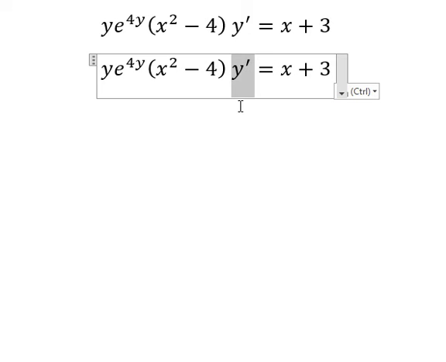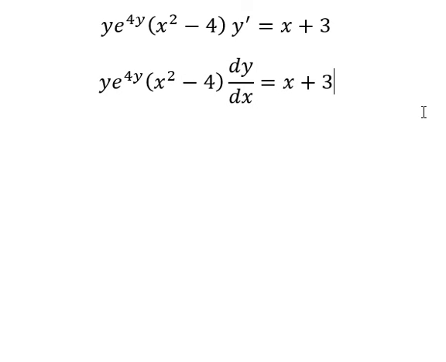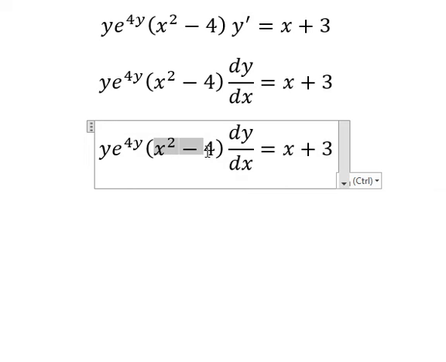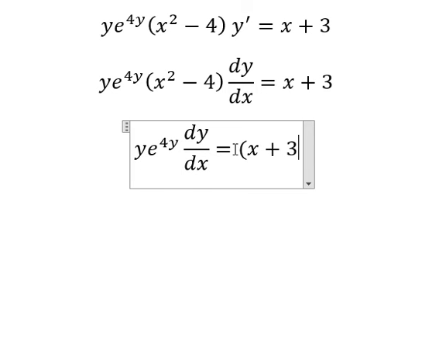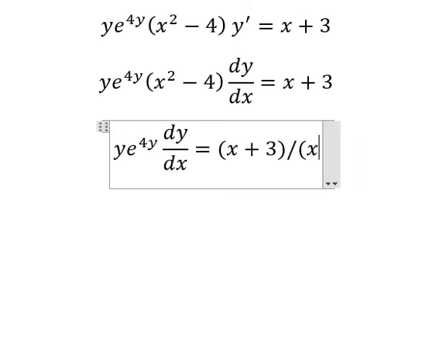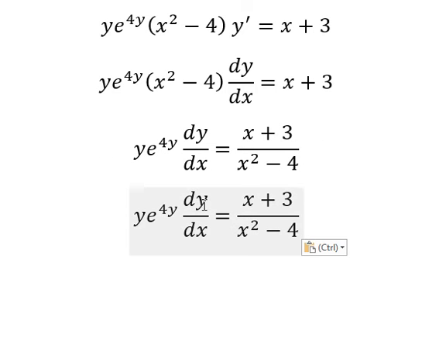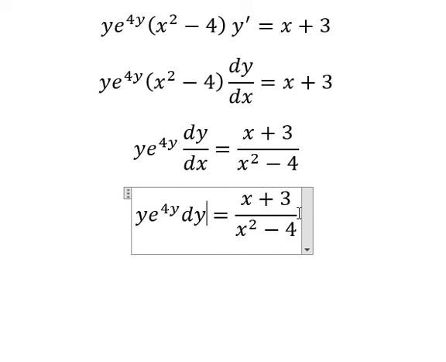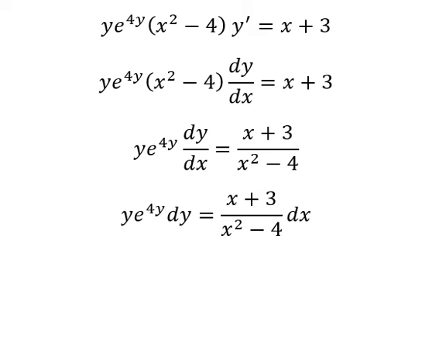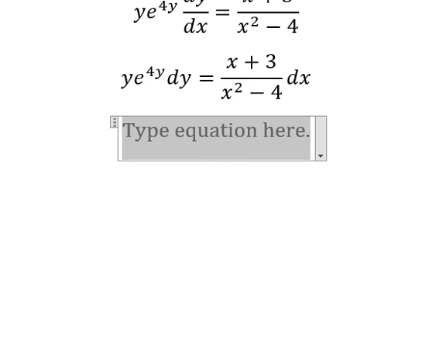This one I can change by dy over dx. Next, we divide both sides by x squared minus number 4. Next, I will put the x go to the right. Next, we need to put the integration for both sides.